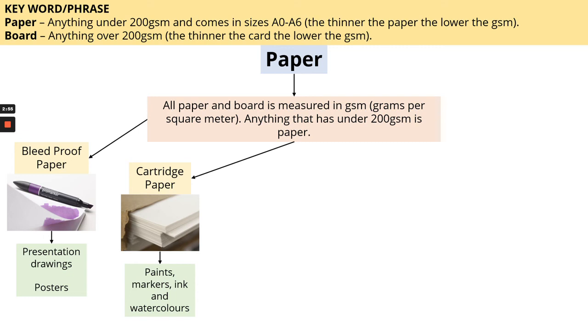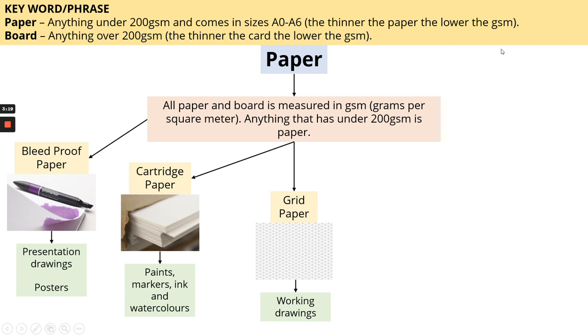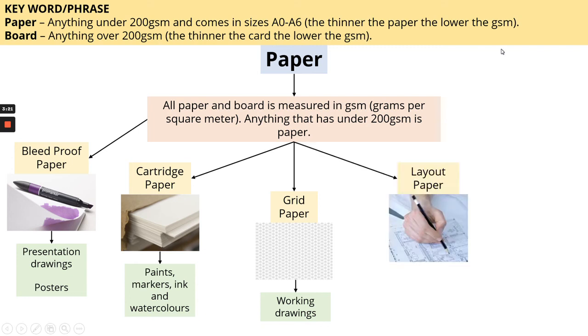Fantastic. The next one is our boards. The board category, and board is anything that is over 200 GSM. Our first example is corrugated cardboard. In an exam, if you just wrote down cardboard, you would not get the mark, because it is corrugated. On the inside, you've got this wavy pattern of thin sections. That is a corrugation of card, so it's a wavy structure. That is what makes this corrugated cardboard.